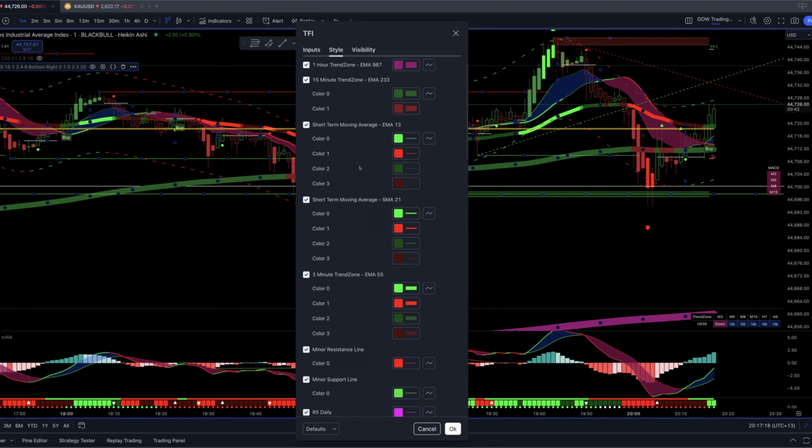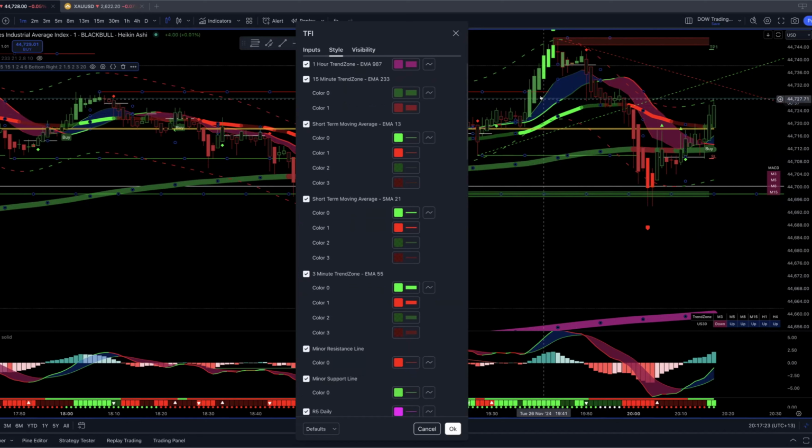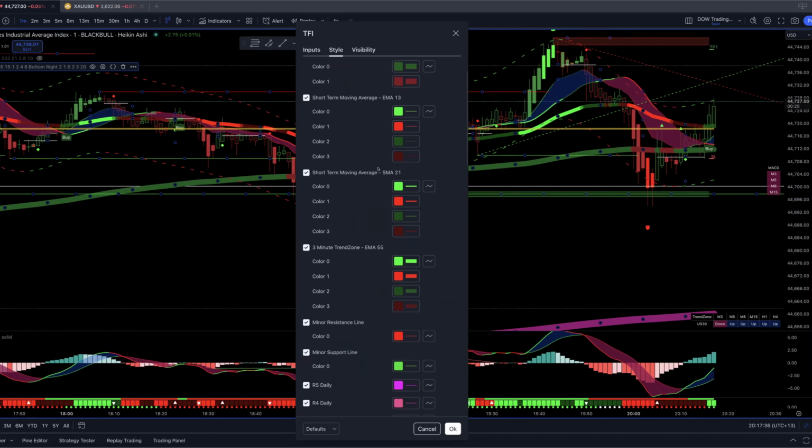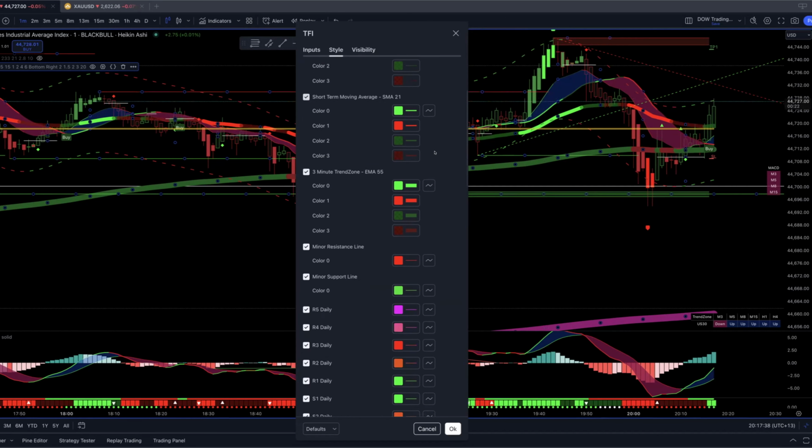Then we have the two shorter ones. We've got a 13, which I've just made a bit thinner. That's the 13. And then beneath that is an SMA 21. I mean, that is a very powerful measure of trend. That's why I've chosen it. And it's a simple moving average. And I'll talk more about that on another evening. And then finally, this band that's bright green, dark green, that is a 55.